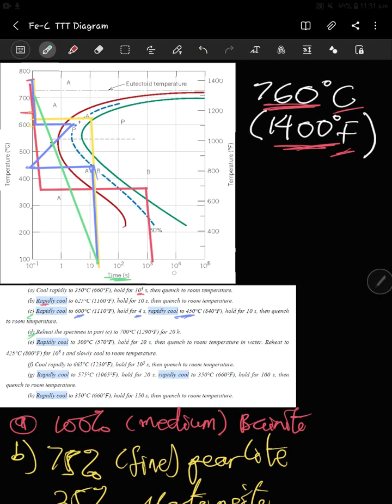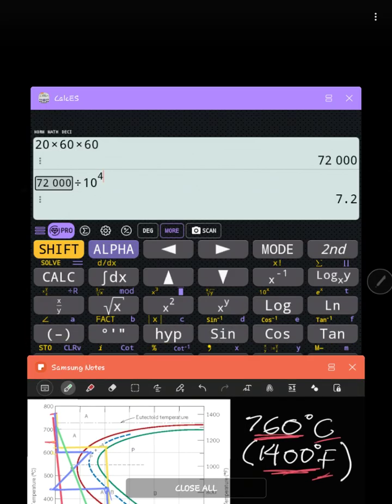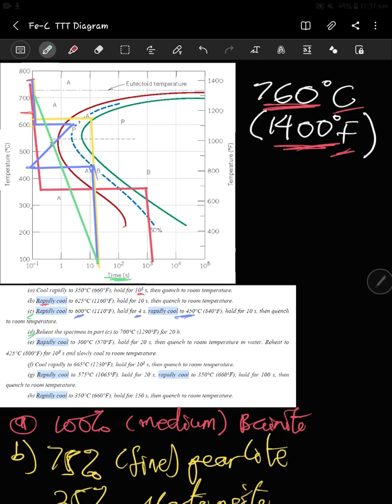So we have 10 to the power 4, now 7.2, right? So this is what we do. We know this is 10 to the power 4, so 7.2 will be somewhere here, right? So we know this to be 5, and 7.2, let's say 7, will be about here, right? So after we reheated to 700, we hold up to this side, right? So here, which is about this one, right? 20 hours.